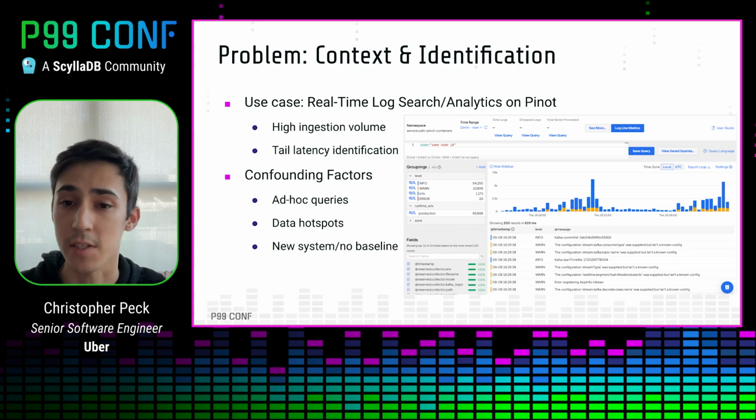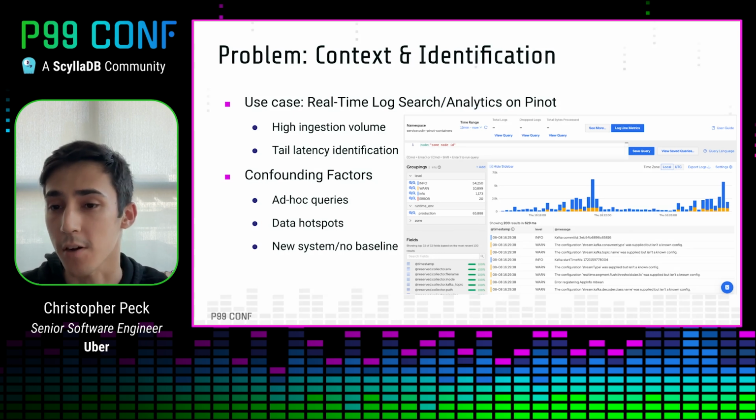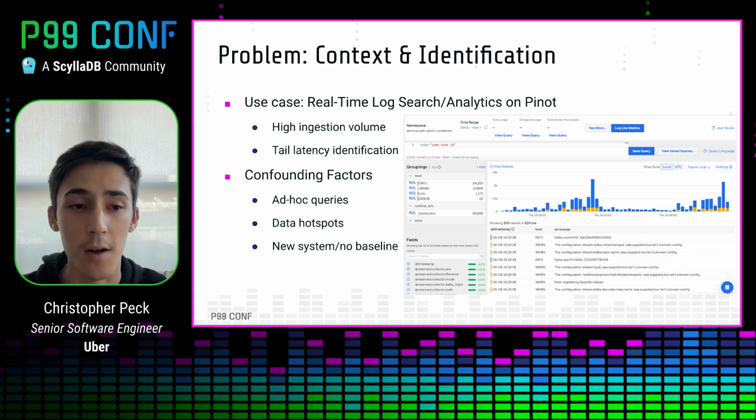Data hotspots are expected. Filtered data is almost never evenly distributed across nodes. And then it's hard to tell if a performance issue is from a slow node or because the amount of data scanned on the node was very different. Because it is a new system, there is no baseline to compare it to. So we don't know if it's reasonable for a query to run in 2 seconds or 5 or 15.